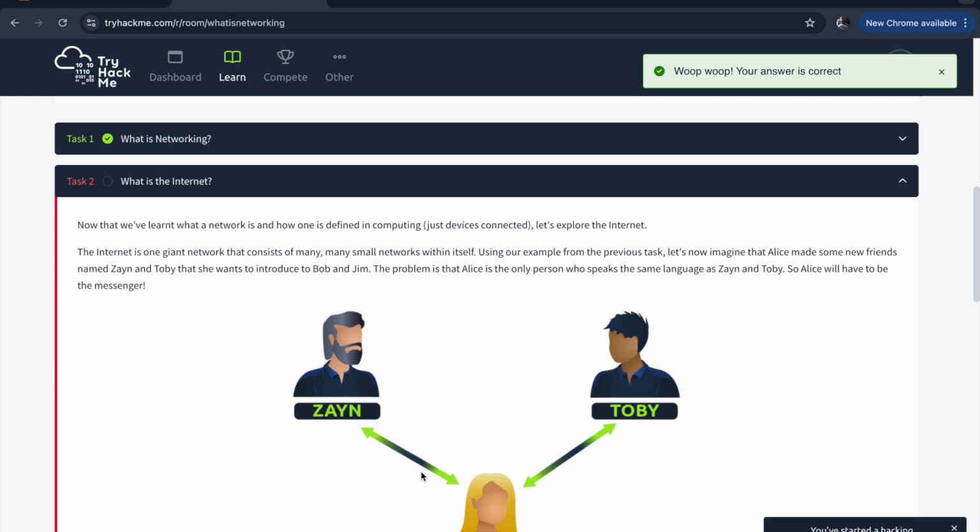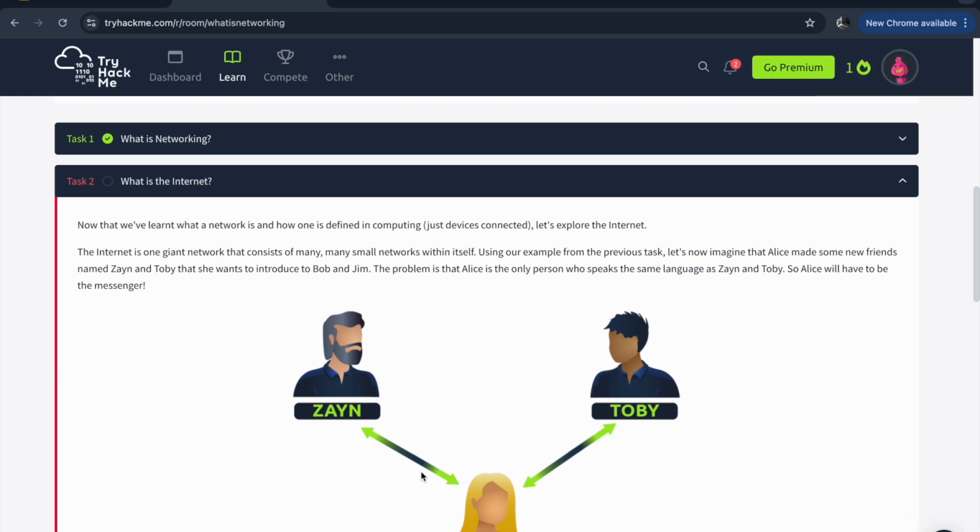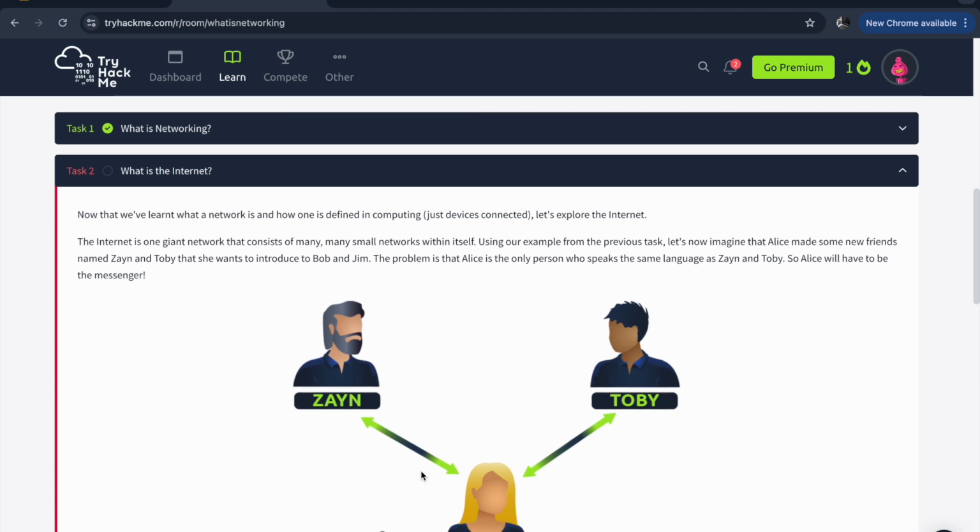What is the internet? Now that we've learned what a network is and how one is defined in computing, just devices connected, let's explore the internet. The internet is one giant network that consists of many, many small networks within itself. Using our example from a previous task, let's now imagine that Alice made some new friends, named Zane and Toby, that she wants to introduce to Bob and Jim. The problem is Alice is the only one who speaks the same language as Zane and Toby, so Alice has to be the messenger.